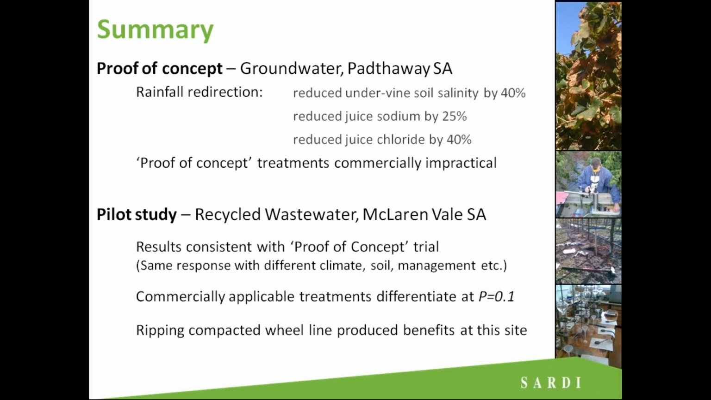But the interesting side story there was that by simply breaking up those wheel lines, we were able to increase the infiltration rates under the vine and help the root mass exploit those mid-row soils as well and break through that compacted area. And that was reflected in both the soil salinity and the expression of salts in the fruit.